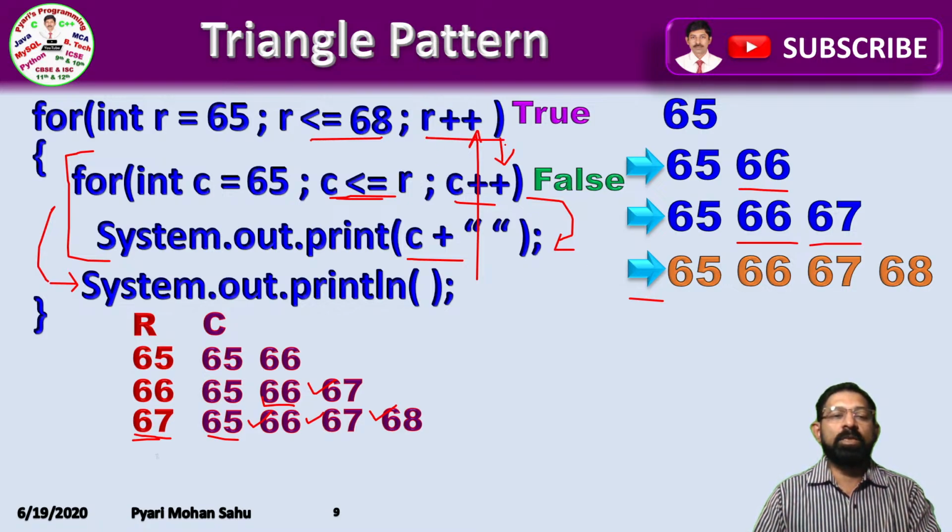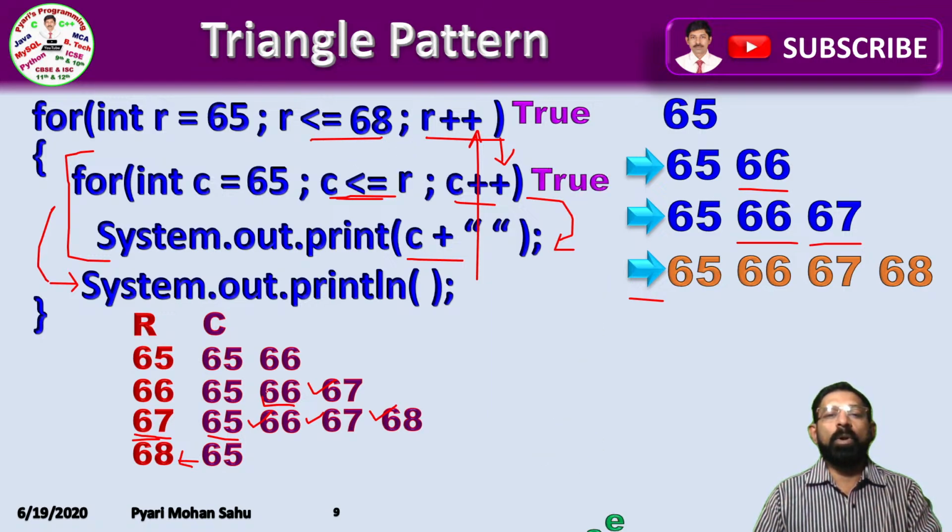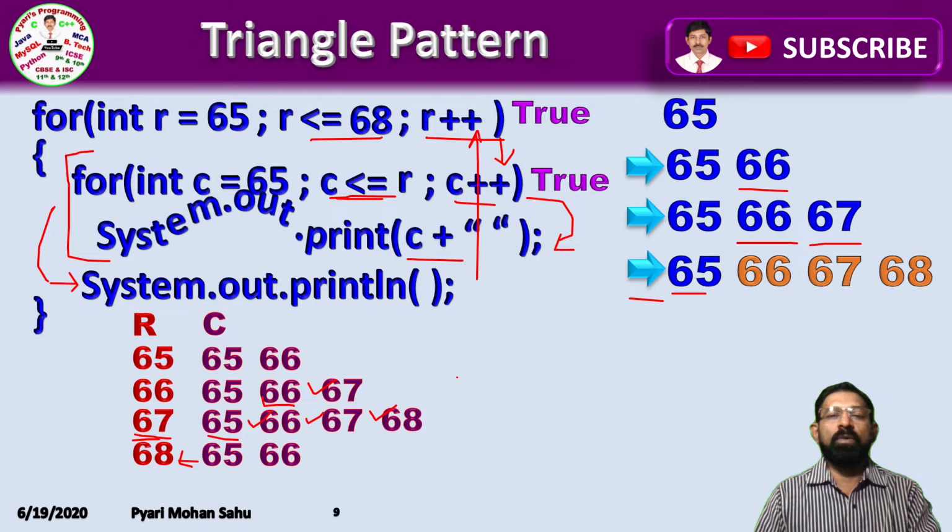R is 68. 68 less than equal to 68. Condition is true. Initialize the C to 65. 65 is less than equal to 68 now. This one, true. So that's why I will get into the body of the loop and will display the C value. What is C? 65. So here I'm getting 65. C++, 66. 66 less than equal to 68. Condition true. I will display the C value. C value is 66. That's why I'm displaying 66.